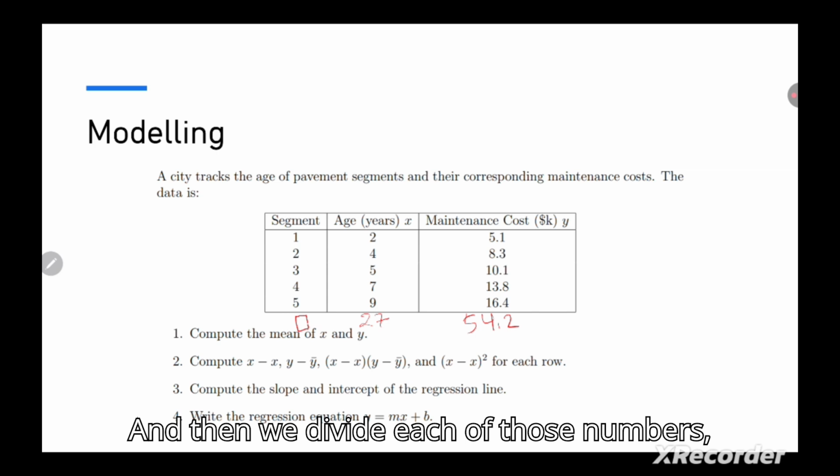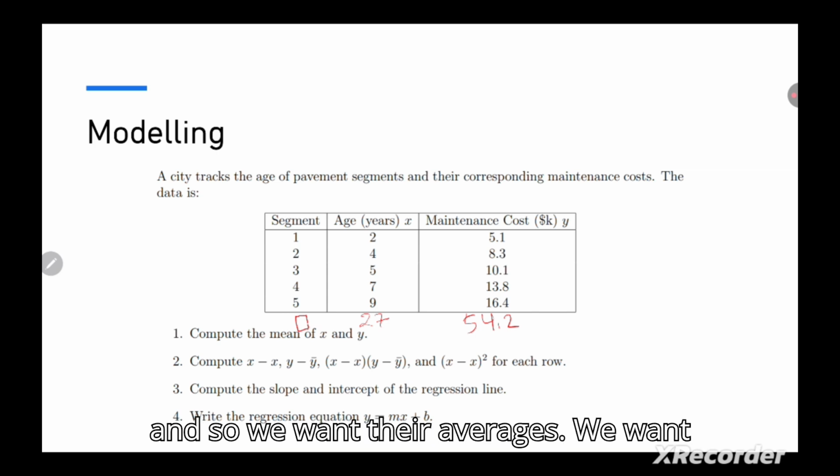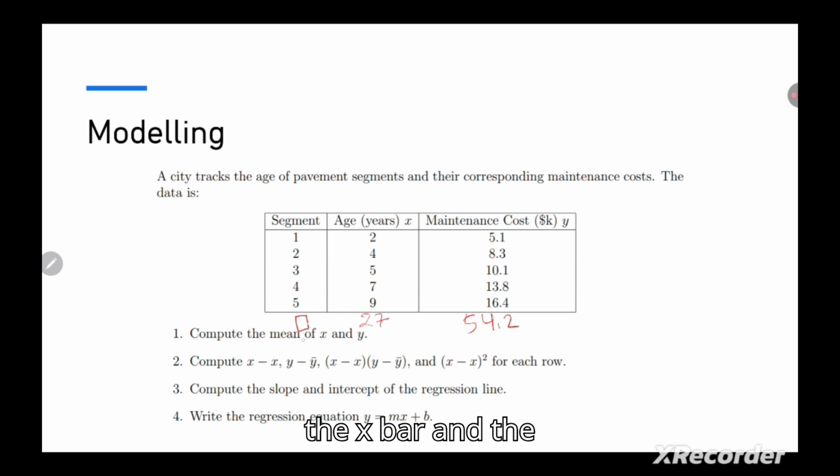And then we divide each of those numbers, and so we want their averages. We want the X bar and the Y bar.